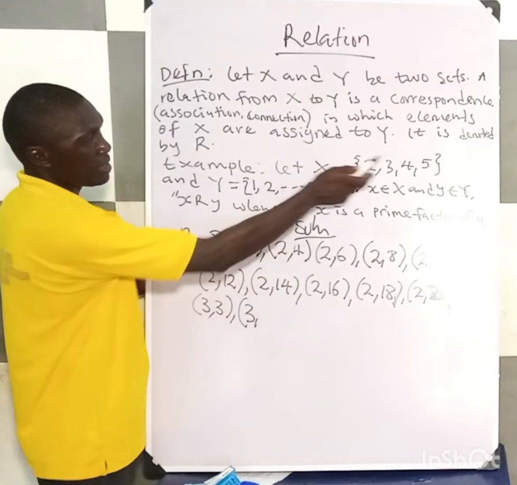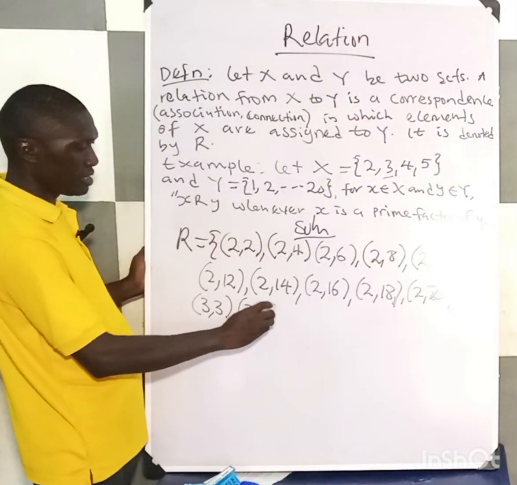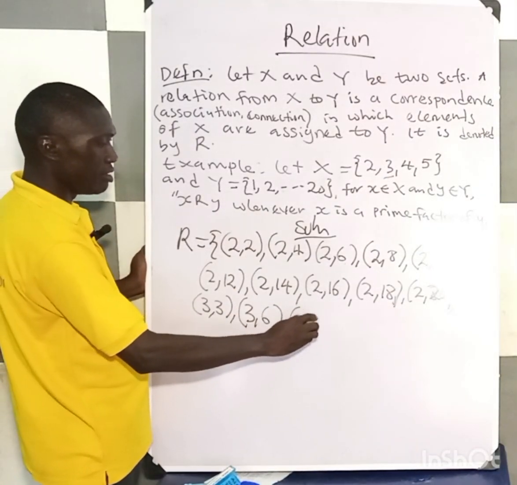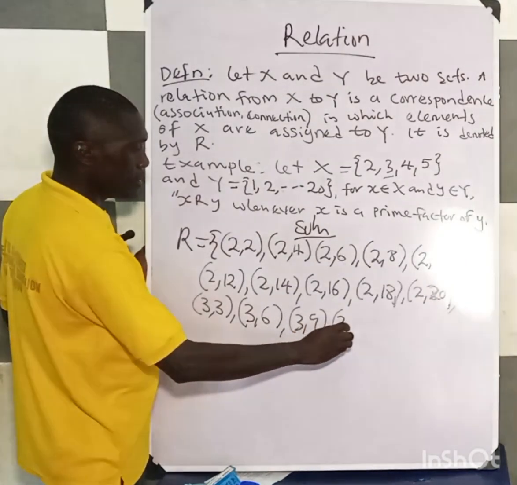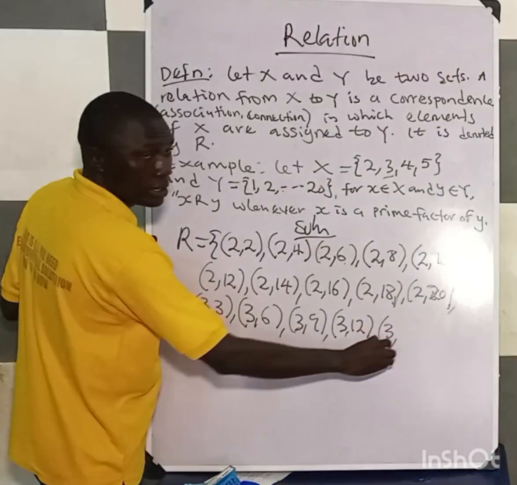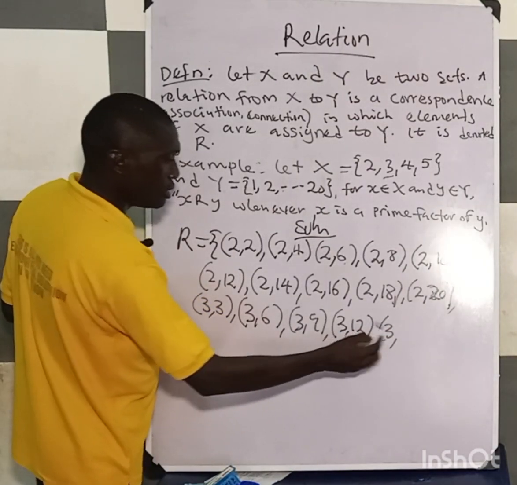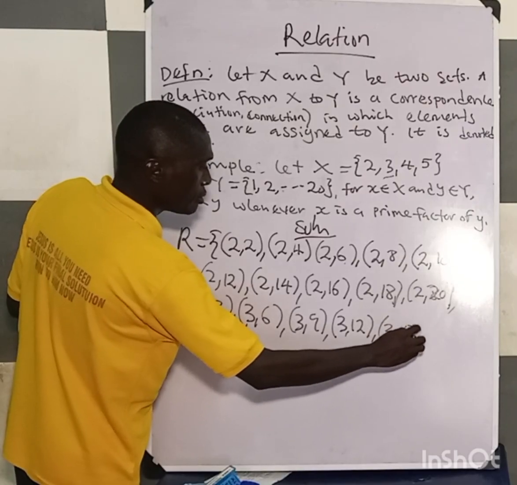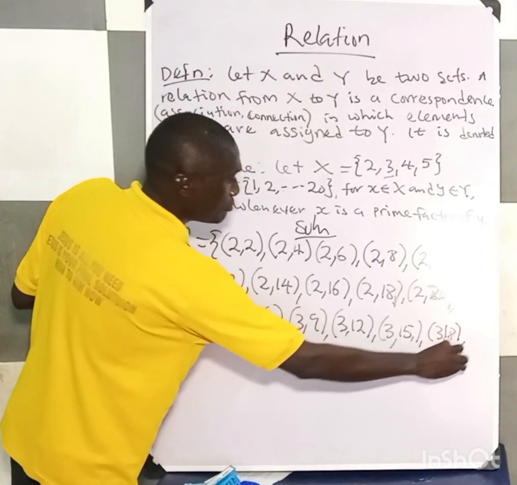3 from x. We are at 3 now. 3 is a prime factor of 6. Then we have 3 and 9. Then we have 3 and 12. After 12, we have 3 and 15. And then we have 3 and 18.